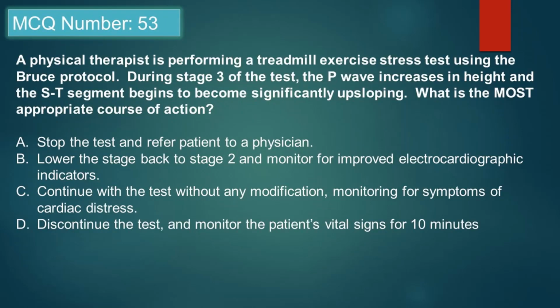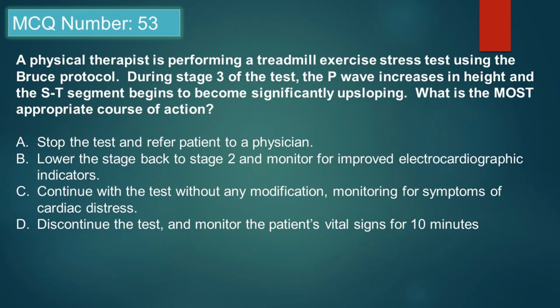Now moving toward MCQ number 53. A physical therapist is performing a treadmill exercise stress test using the Bruce protocol. During stage 3 of the Bruce protocol, the P wave increases in height and the ST segment begins to become significantly upsloping. So what is the most appropriate course of action?